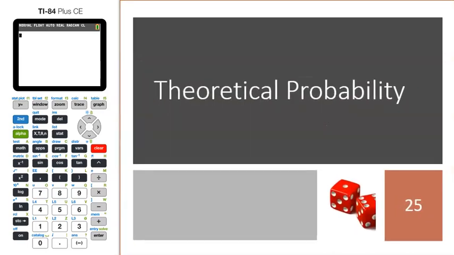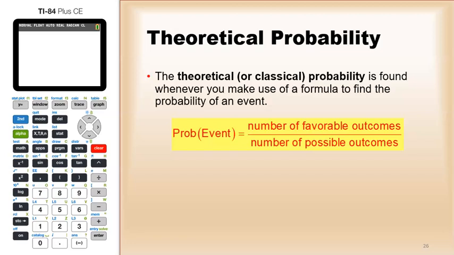Okay, so let's talk about theoretical probability now. The theoretical probability is found whenever you want to make use of a formula to find the probability of an event. And that formula is basically going to be the number of favorable outcomes divided by the number of possible outcomes.